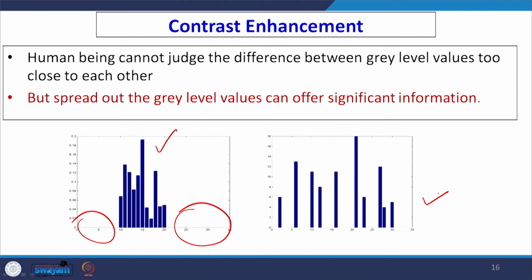Please remember here, you are not actually adding any extra information to the original data. You are simply redistributing the values. So values which are confined into one region are now spread over the whole range of the data. So we are not adding any additional information to the data in order to improve its visual quality. This is what the image enhancement technique is doing.